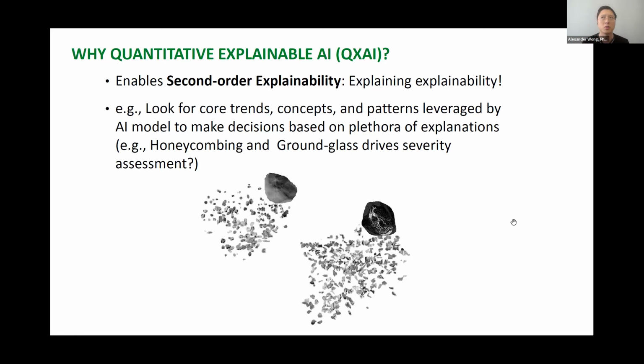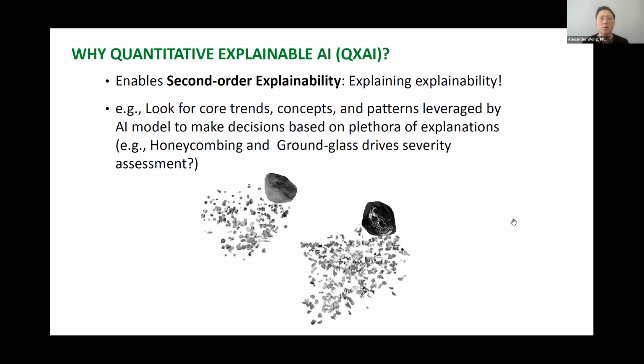That's where we introduced the notion of second-order explainability, where we're actually trying to explain explainability itself. The goal here is, can we explain explainability by looking at the core trends, concepts, and patterns that the AI leverages to make decisions, based not just on a specific instance, but on the plethora of explanations across different data sets, so at a data set level versus at an instance level.